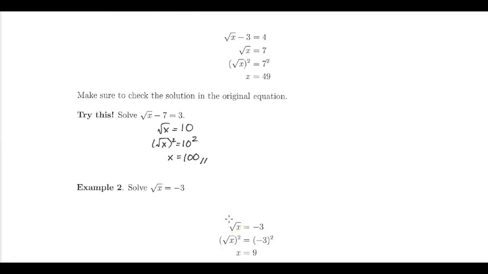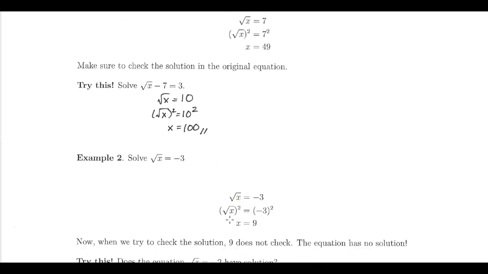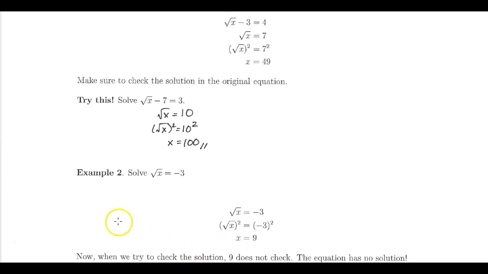So here's a situation where we have the square root of x equals negative 3. If we square both sides, we get x equals 9. But the square root of 9 is not negative 3. So another thing to think about is we can only take square roots of non-negative numbers. And if we are taking the positive square root, that number has to be positive.